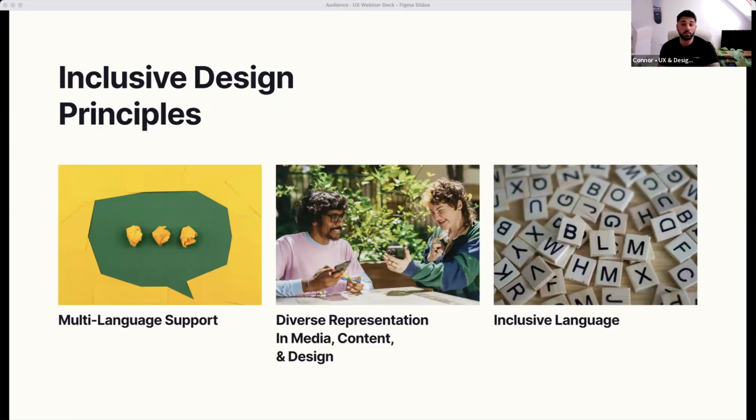Here are some ways you can incorporate inclusive design principles into your website. Multi-language support. It sounds really simple, but it's something that often gets overlooked. Diverse representation in media, content, and design. Again, it's quite a simple change, but is often overlooked.